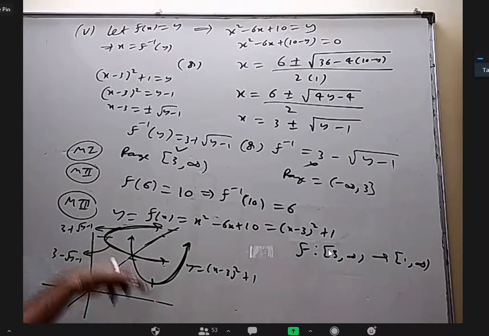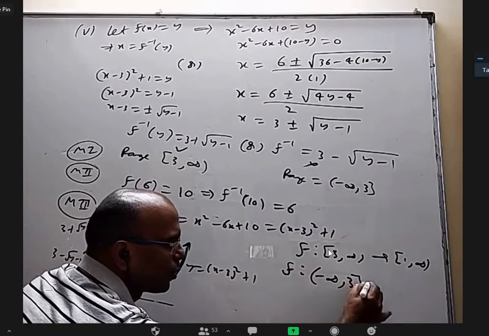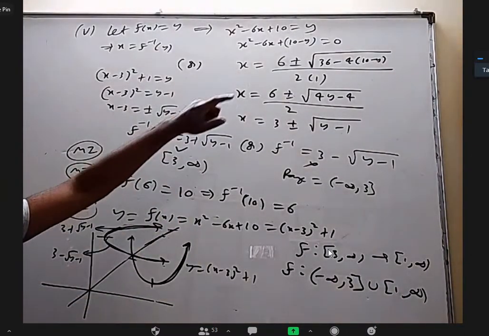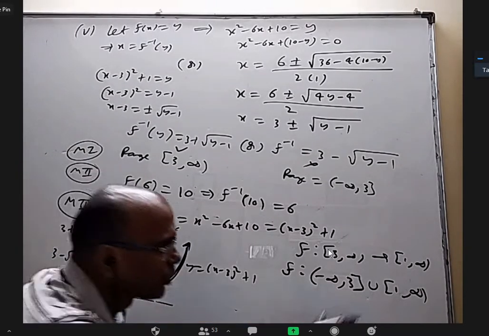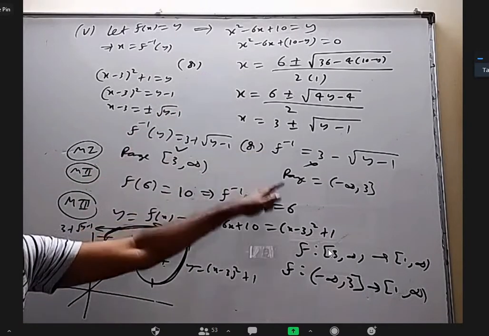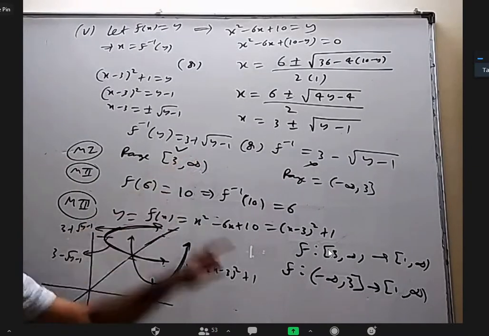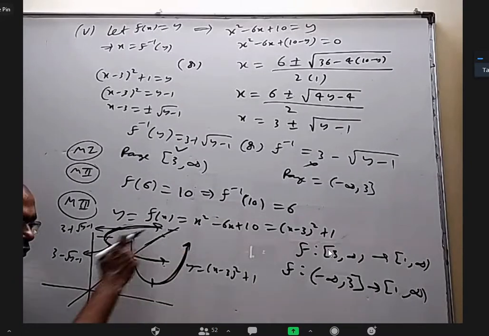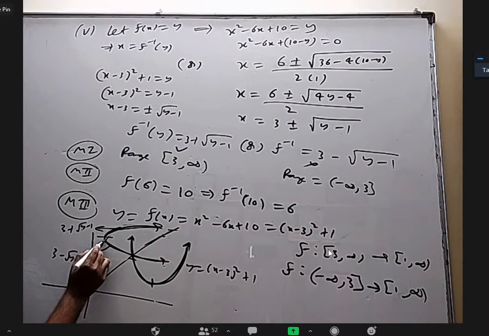So I can give another question. What is that? f from minus infinity to 3 closed, to the codomain 1 to infinity. Everything is the same. The function is the same, x square minus 6x plus 10, but with this domain and this codomain. Your solution, everything is the same, but now you have to accept this answer and reject the other answer. Why? Because I changed the domain to minus infinity to 3. So now our parabola is not the full parabola, not this piece, it is only this piece. And the mirror image is only this piece.